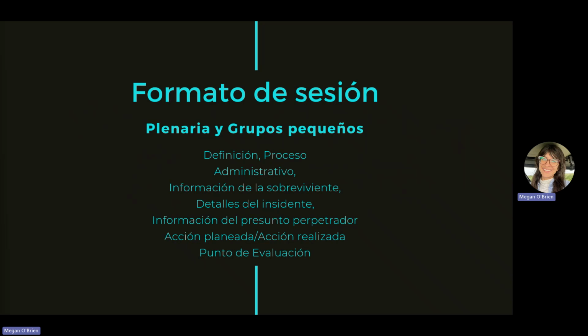You will all have your own intake form that's been customized for your context. Feel free to refer to that as we go through this session together and talk about the different sections of the intake form. The data collected on the intake form is broken down into several sections. There's an administrative section, survivor information, details of the incident, alleged perpetrator information, planned action taken or referral pathways, and an assessment section.